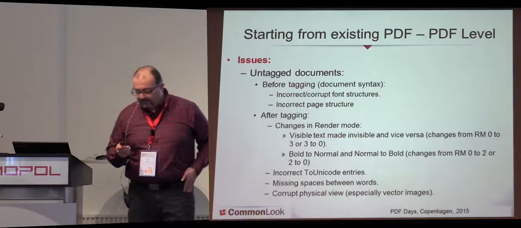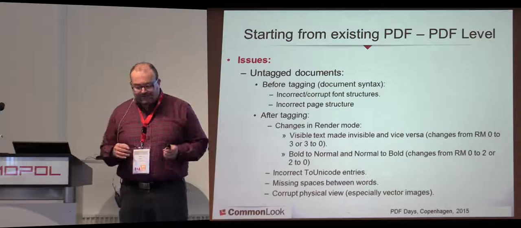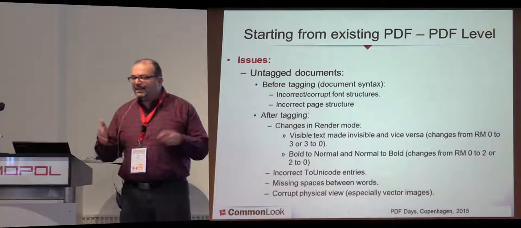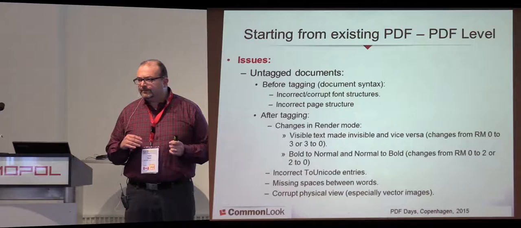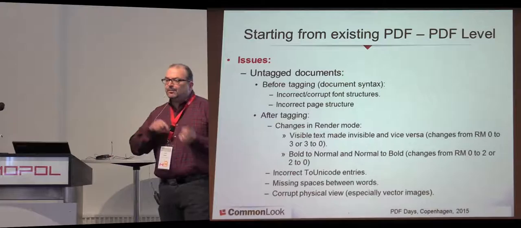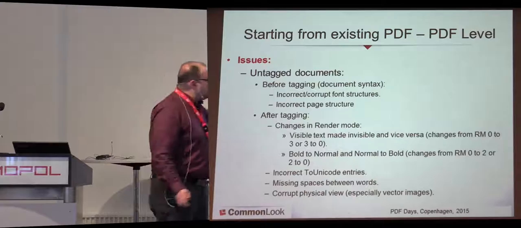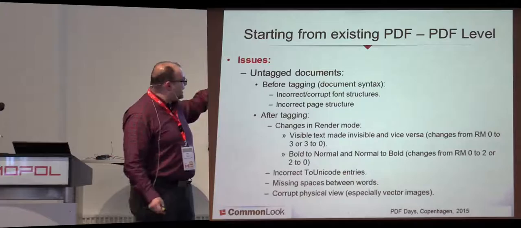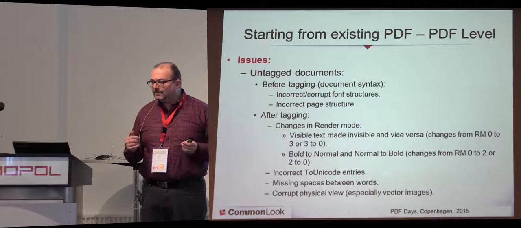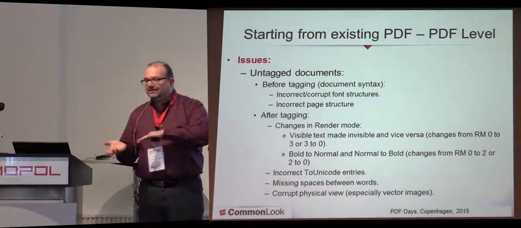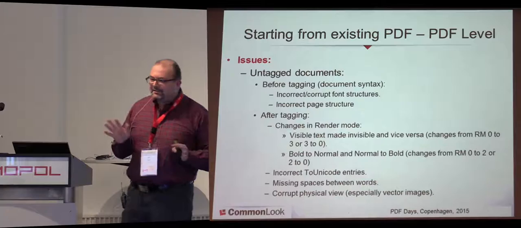Now, there are issues that result from tagging. I don't know if these can be characterized as bugs or whatever, but these are things that we have noticed by tagging thousands of PDFs over the years. You sometimes notice that some invisible text was made visible after tagging. Or the other way around, that some visible text was turned invisible. This is what we mean by changes from render mode 0, 1, or 2 to 3, or from 3 to 0. That's the technical term. Also, you notice that sometimes certain text gets bolded after you tag it, or some bolded text turns into normal. This happens rarely, but it does happen. So just things to watch for.